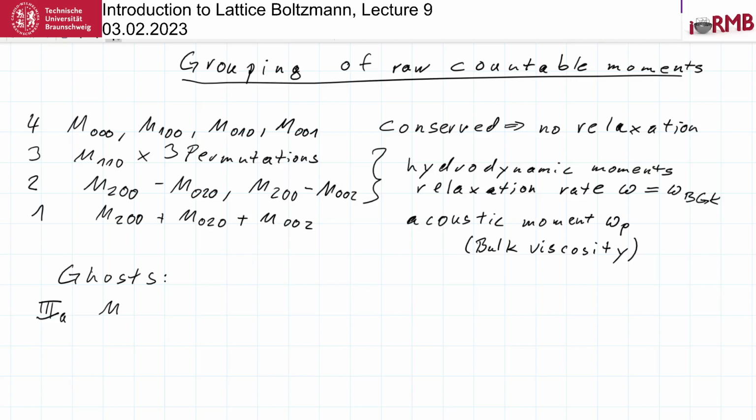We have M120. So how many permutations does this moment have? 6. Because, okay, I'm just writing the same thing as last year. So it has 6 permutations.